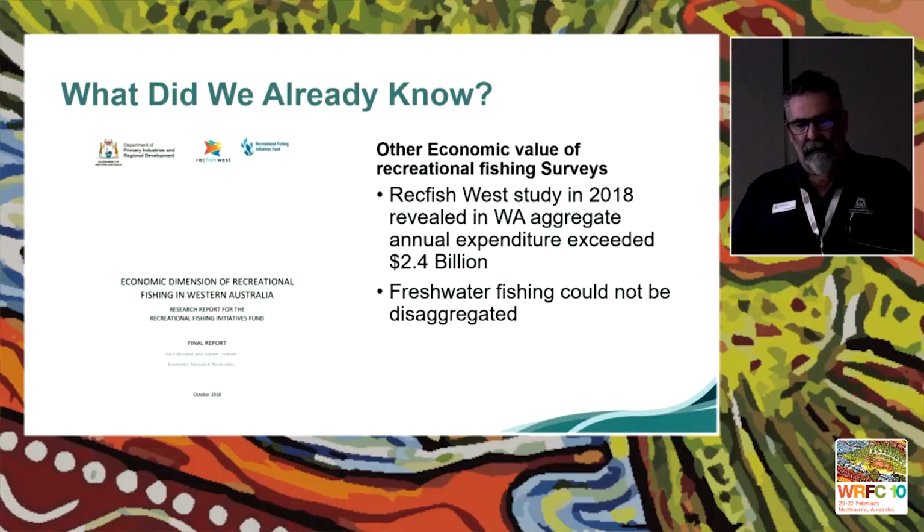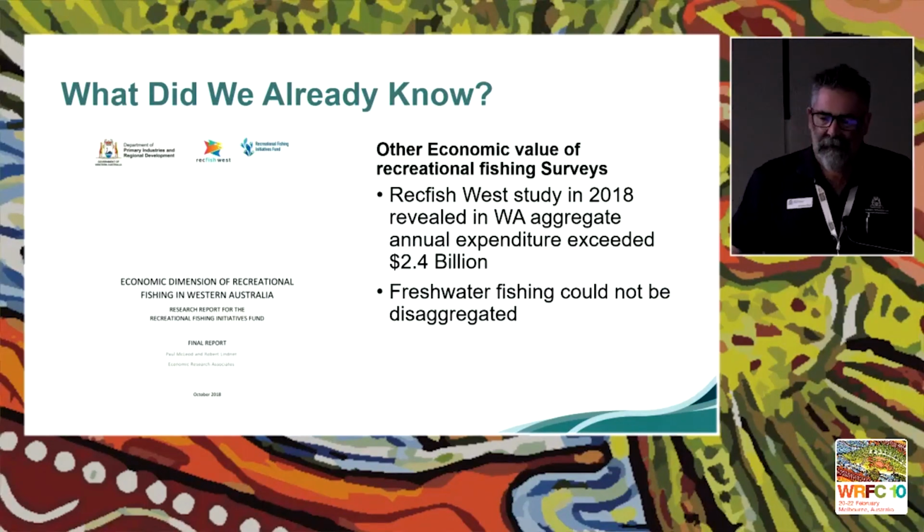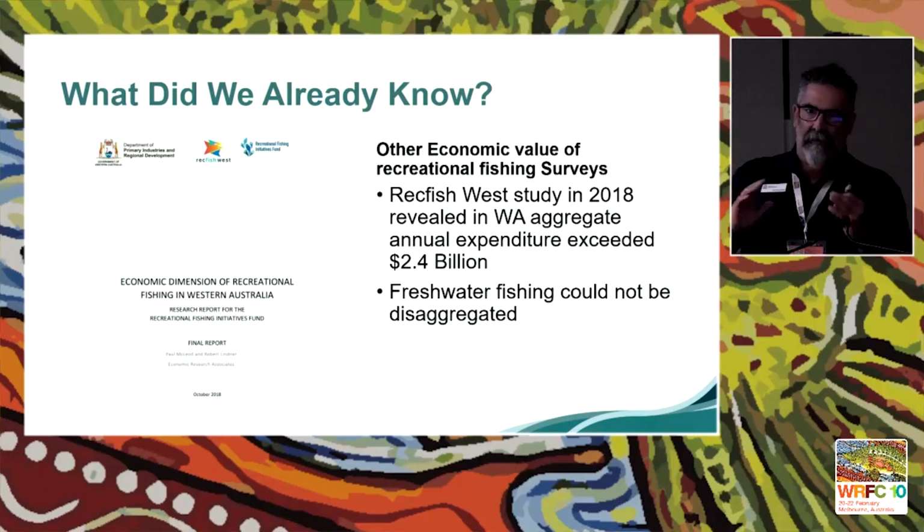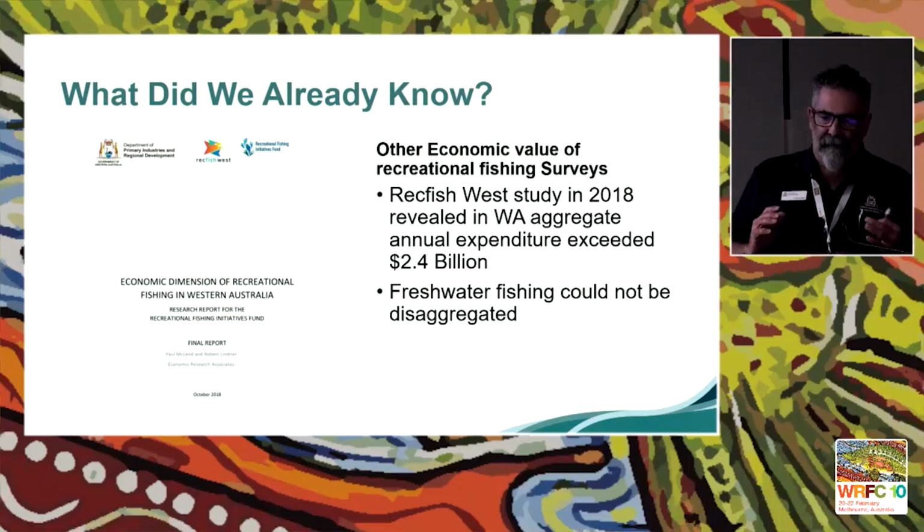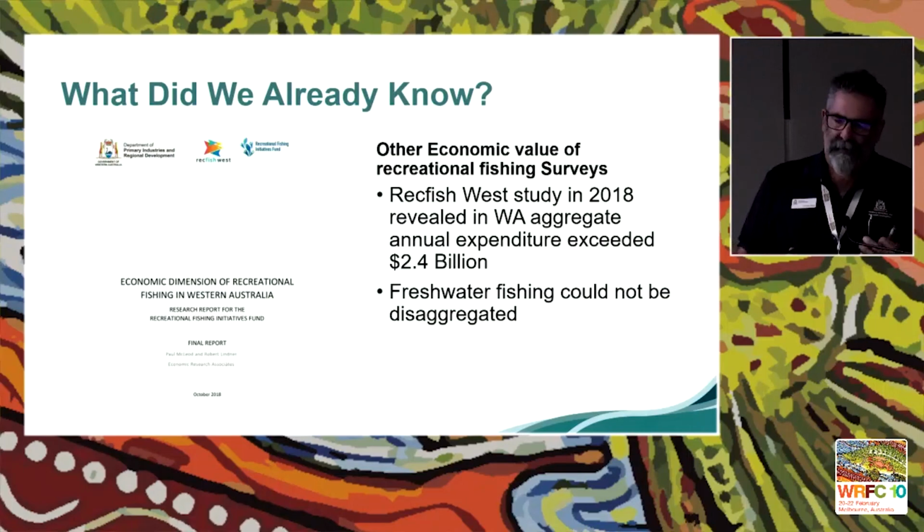Previously, there had been a study on the economic dimension of recreational fishing, published in 2018. That was done by my co-author Paul with Bob Linder at ERA, along with collaboration with the team at DPIRD. That didn't disaggregate the freshwater activity in the fishery, and that's what I really needed to know. And $2.4 billion, politicians, people start to take notice. I would like to avoid the term weaponising that, but I've certainly seen how effective it's been when it's been rolled out in the media. It gets attention.